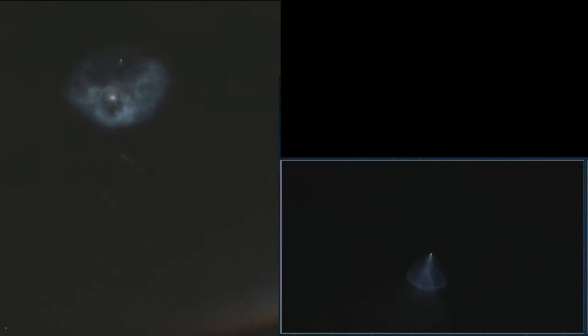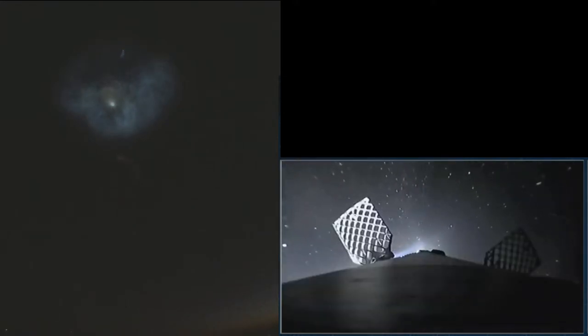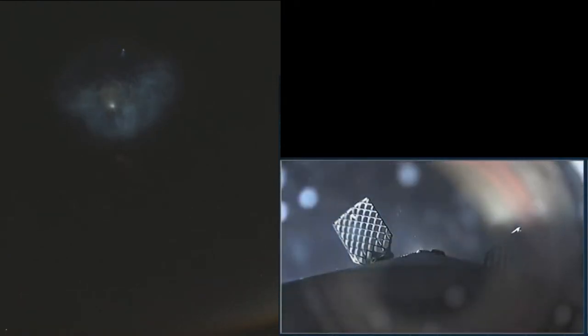What you're seeing on the left-hand side of your screen is a beautiful shot from the ground in California of the exhaust gases of that first stage. Viewers in California may be able to see this from outside. You can see the grid fins on the side of the rocket have extended.